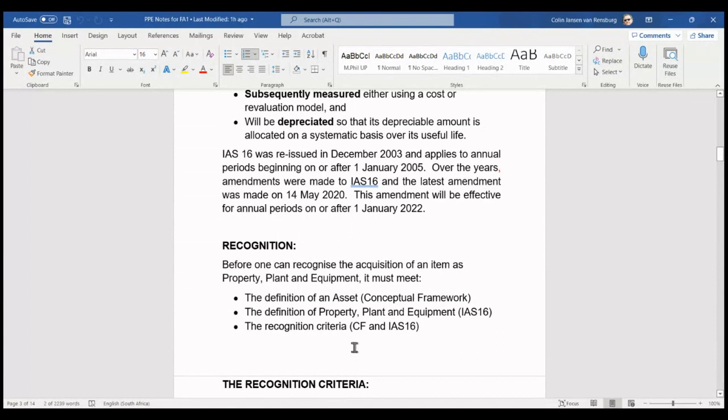Now, ladies and gentlemen, I know this is a little bit of a trick question, but when it came to the conceptual framework, we said that your financial statement is useful.